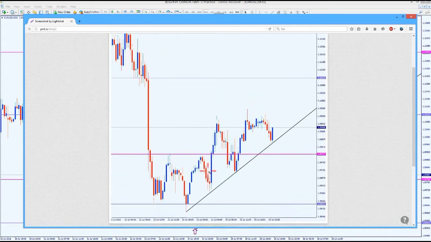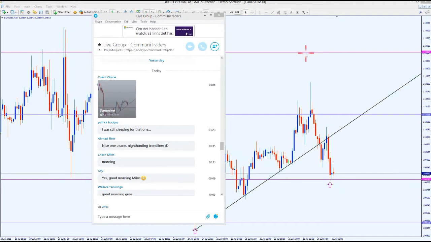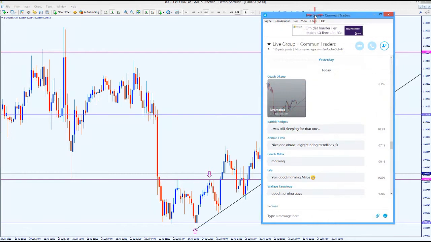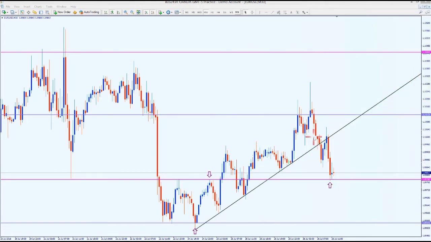So as you can see, I predicted the target, and I gave you the supporting trend line. Let's see what happened after that. In the Skype group, I know some people took the trades afterwards when I was gone. As I said, this was 3 in the morning, so I had to go to sleep, and when I came back I got up quite late, so I missed these ones.